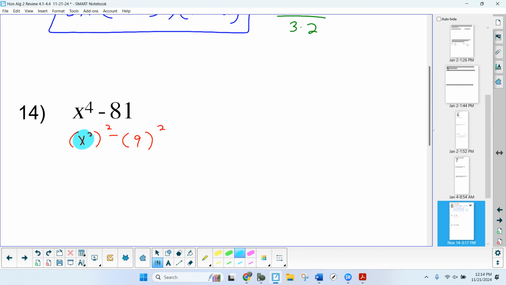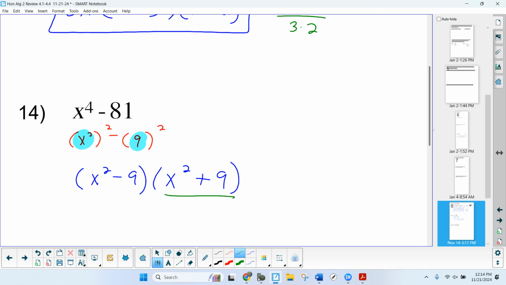So here's your A, here's your B. A lot of you will skip this step and go straight to the next step. What does that factor into? x squared minus 9, x squared plus 9. Are you guys good with that? But you have to ask yourself, am I finished? No. Because this one here, is that one done?